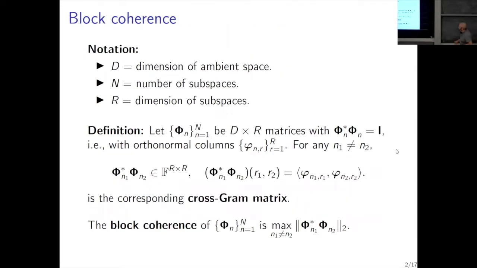And so then notation, D is the dimension of the big space, N is the number of subspaces, R is the dimension of the subspaces.